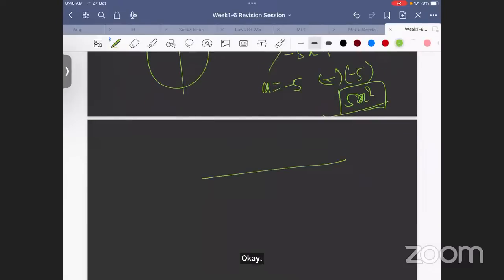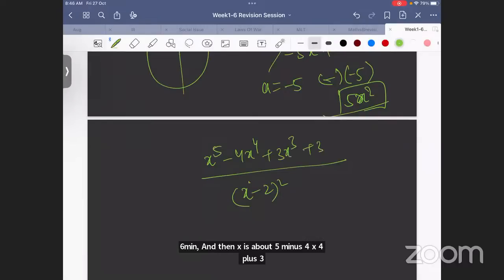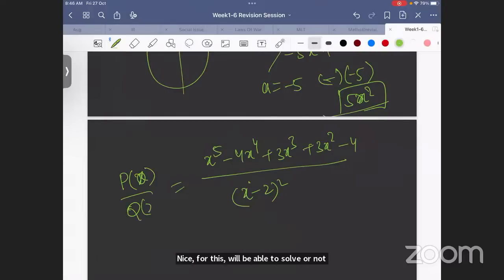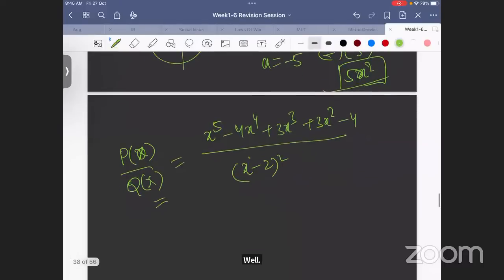So the dividing, you are already aware, right? How to divide any function. If you have been given (x minus 2) whole square, and then x to the power 5 minus 4x^4 plus 3x cube plus 3x square minus 4, this type of equation you'll be able to solve or not? Will you be able to solve, right? Do I need to discuss this? No, right?